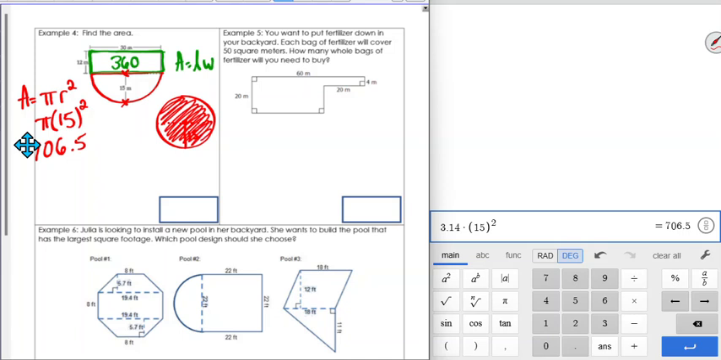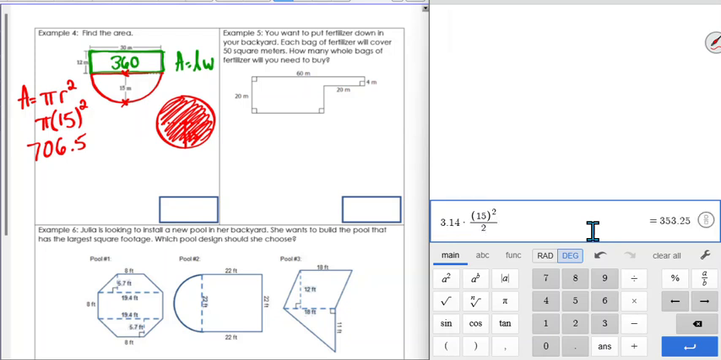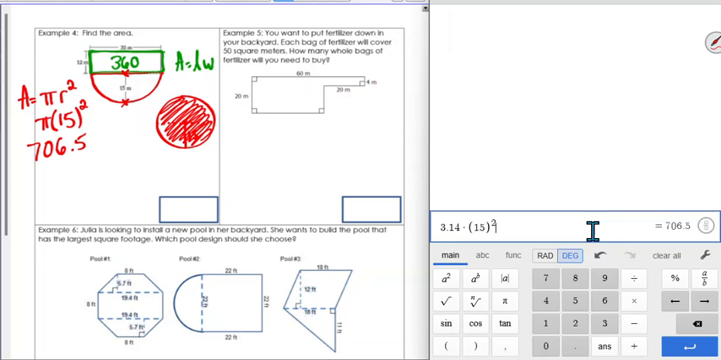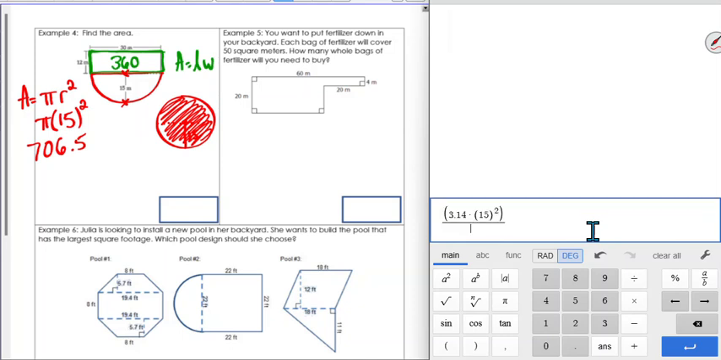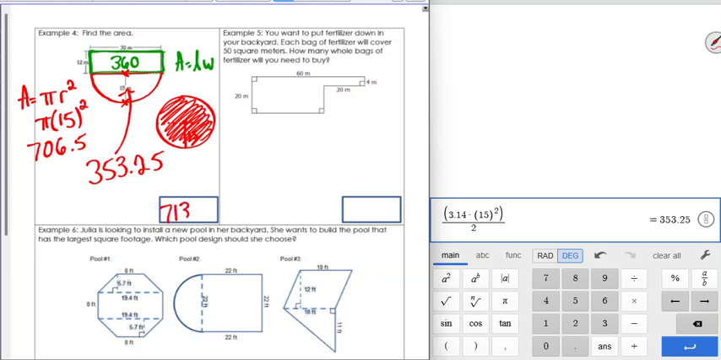I only have the bottom half of that, so I really don't want that whole thing. I'm going to divide this whole number by 2. Well, that's actually the same thing, but that's not how I want to show you. I'm going to divide that whole thing by 2 and find out that the area of that half circle is 353.25. Now I could put those two pieces together to find out that it is 713.25 meters squared altogether.